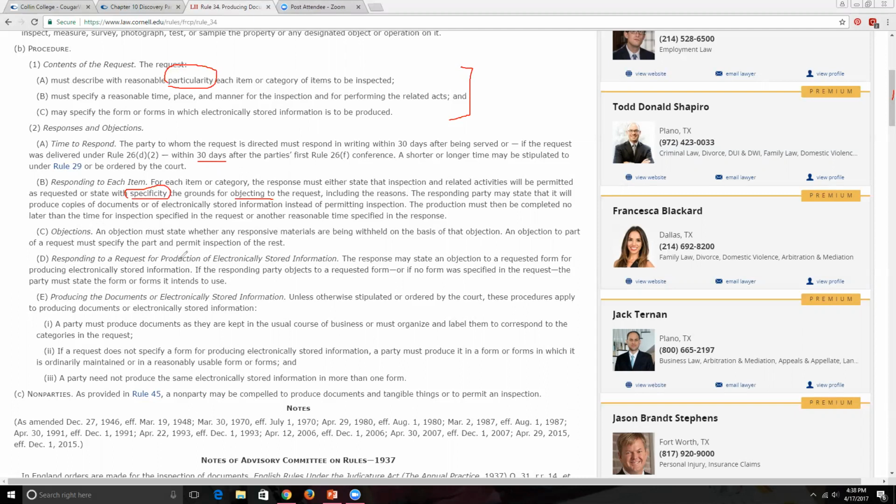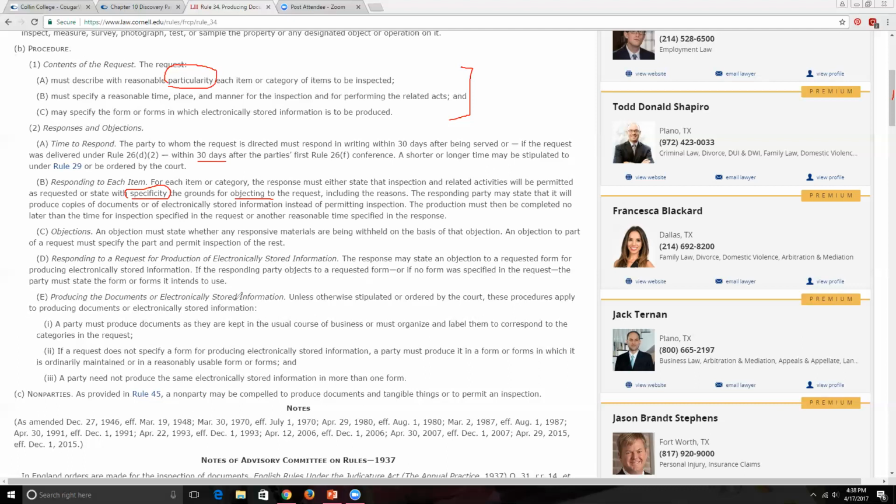And then let's look at the ESI part, electronically stored information part. The response may state an objection to a requested form for producing ESI. If the responding party objects to a requested form, or if no form was specified in the request, the party must state the form or forms it intends to use.